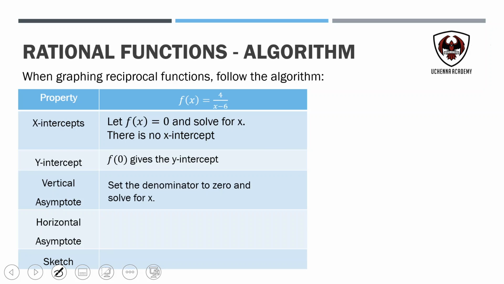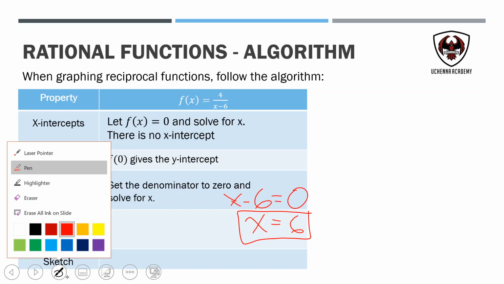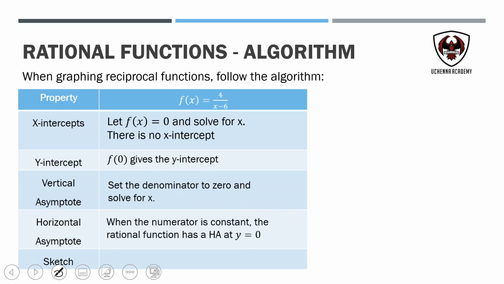To find the vertical asymptote, you have to set the denominator to 0 and solve for x. So if we do that in this case, we set the denominator to 0, which is x minus 6, and solve for x. It's quite easy to see that x is equal to 6. And that is our vertical asymptote.